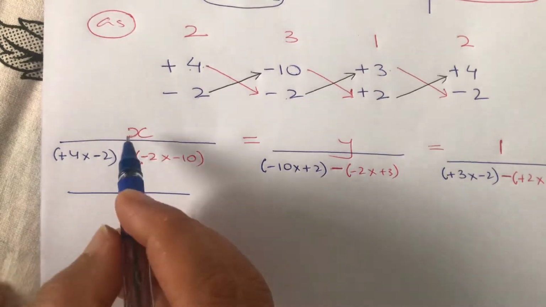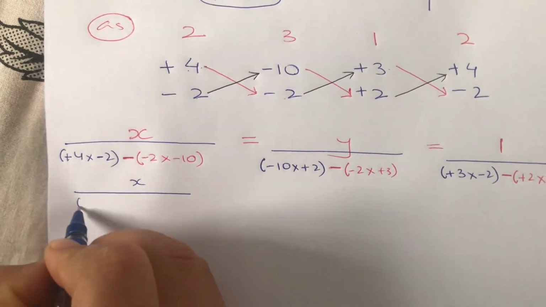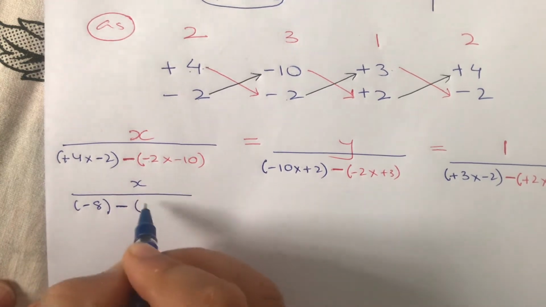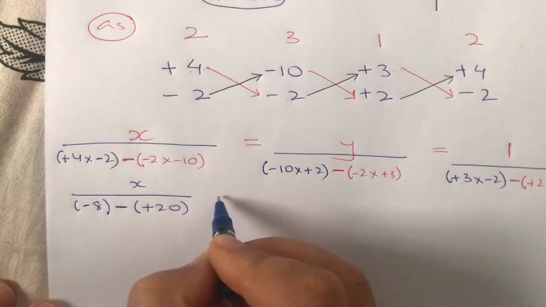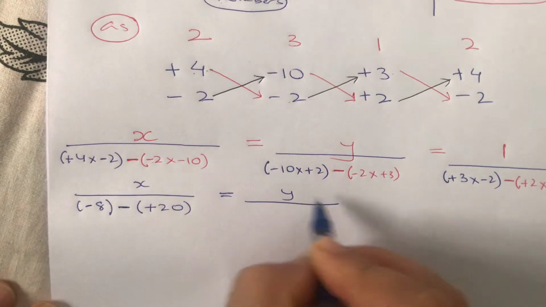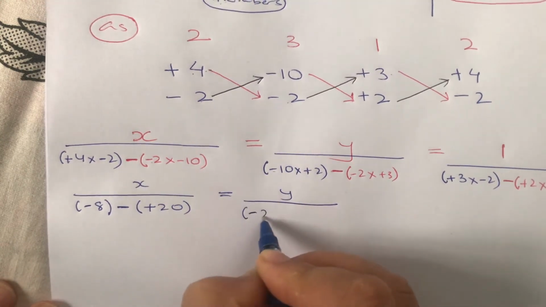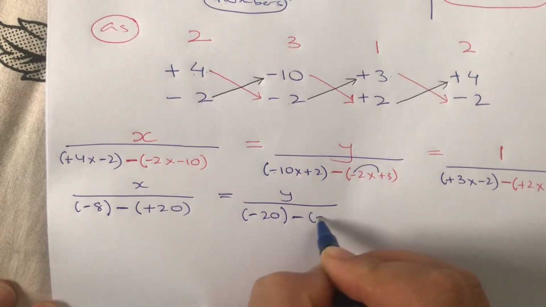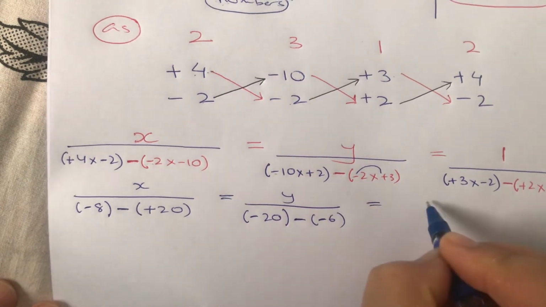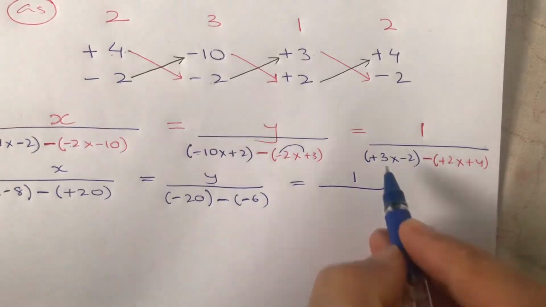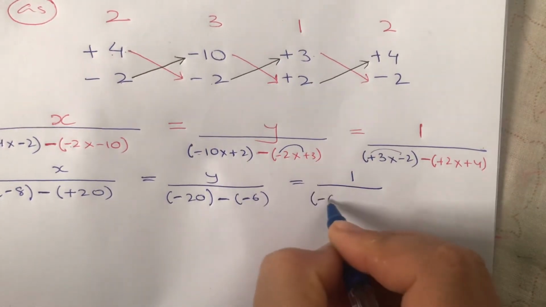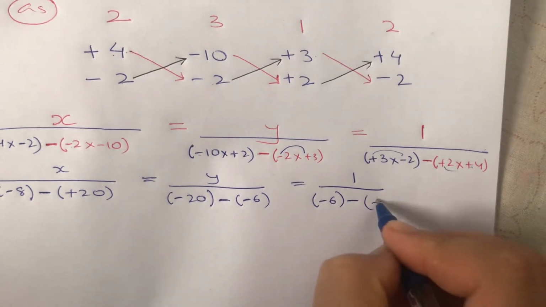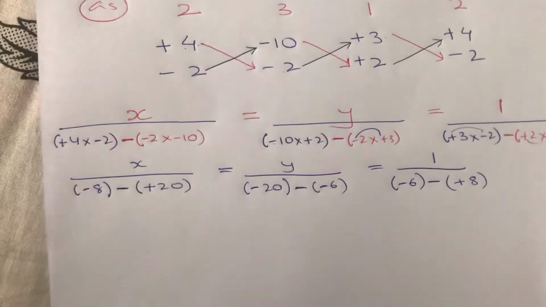Then I have x, plus into minus will give me a minus, 4 2s is 8, the minus formula as it is, and then minus into minus will give me a plus, 2 10s is 20, equals to y. Then I have minus into plus is a minus, 2 10s are 20, then minus into plus is again a minus, 3 2s is 6, equals to 1. Then plus into minus is a minus 6, then minus formula as it is, and then inside the bracket we have plus into plus is a plus, 4 2s is 8. Okay, so that is what we get.